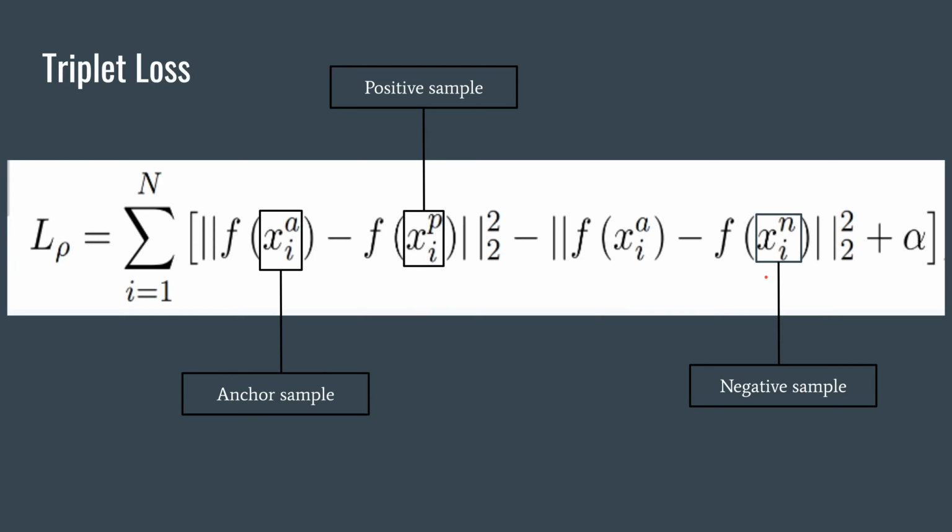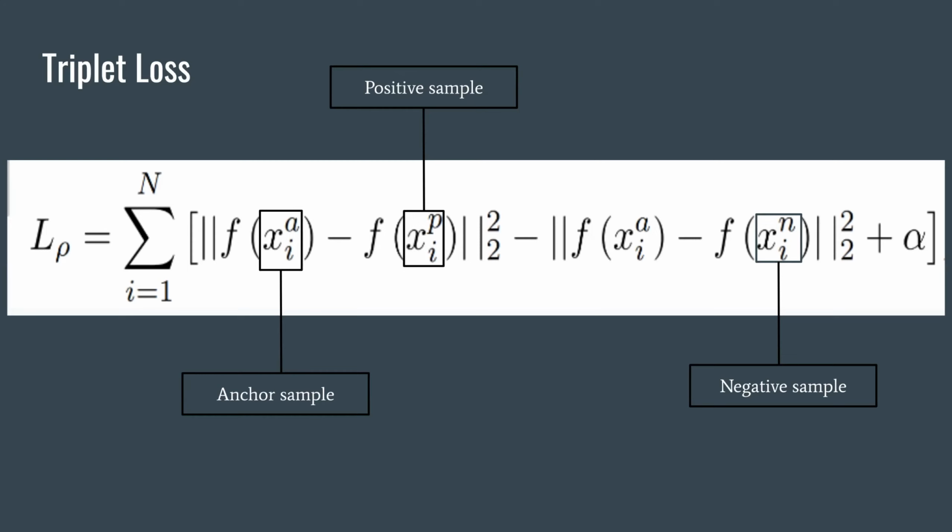The f right there that we see is an embedding function, and the alpha variable is a margin between these pairs. So the goal of the triplet loss is to create an embedding space in which the anchor and positive samples are close together while maximizing the distance between the anchor and the negative samples in that same space.